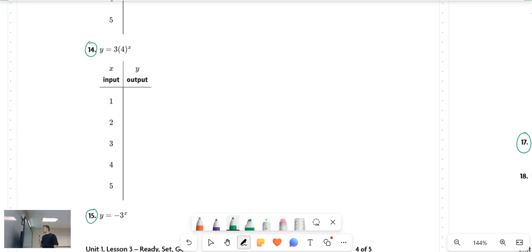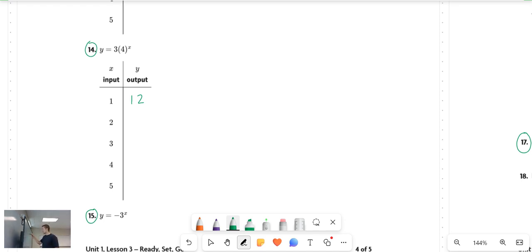3 times 4 to the x. That means 3 times 4, and we multiply it by 4 x times. So 3 times 4 just once would be 12, right? 3 times 4 times 4, that's going to be 3 times 4 twice. That is what's going to happen if we have an input of 2.